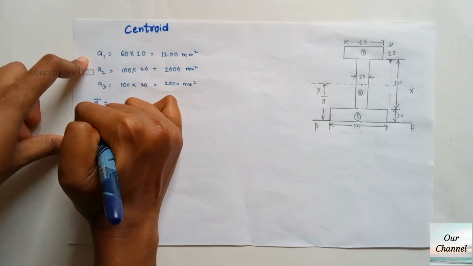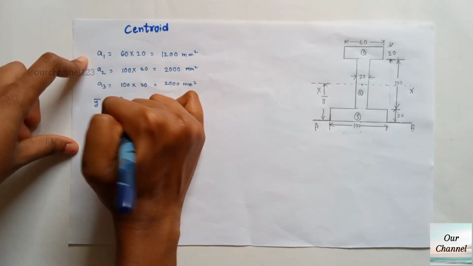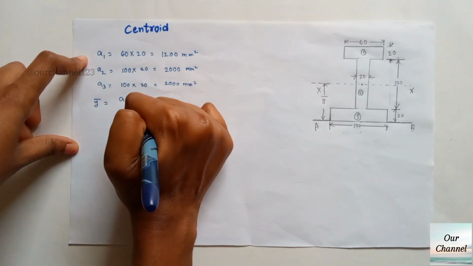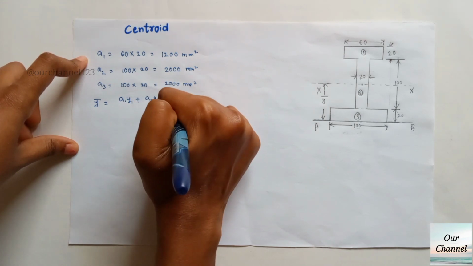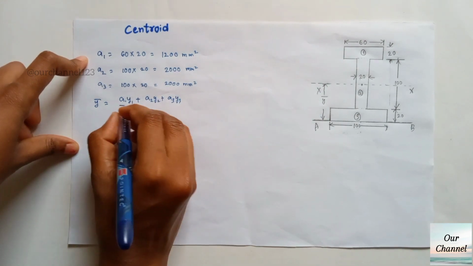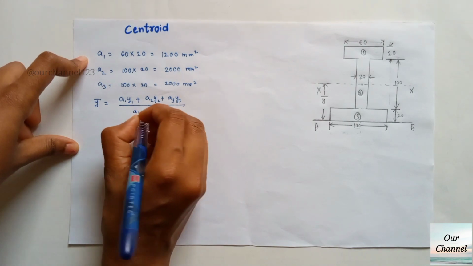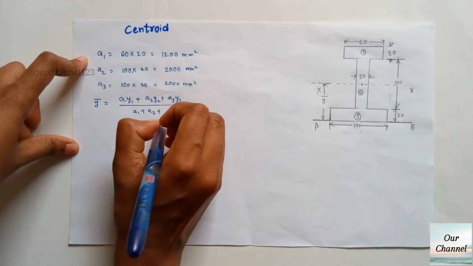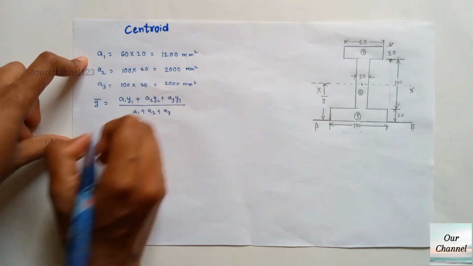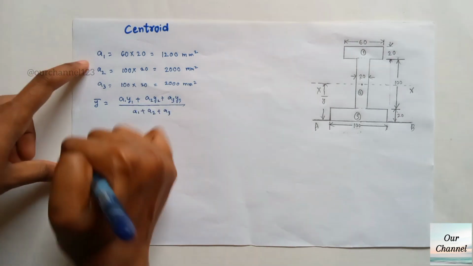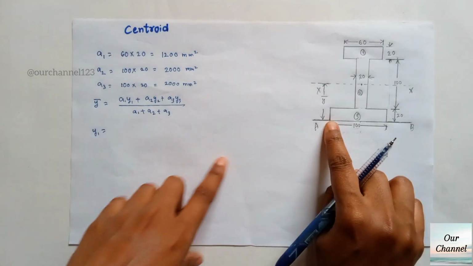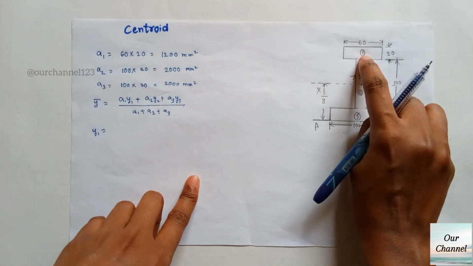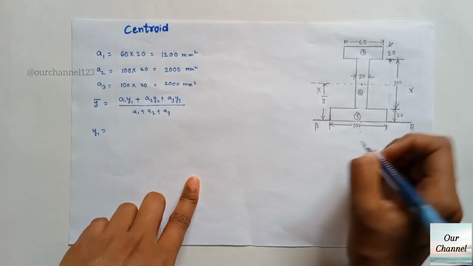Y-bar equal to A1 Y1 plus A2 Y2 plus A3 Y3 divided by area A1 plus A2 plus A3. Let us find Y1. It is the distance of the center of top flange from the bottom AB.